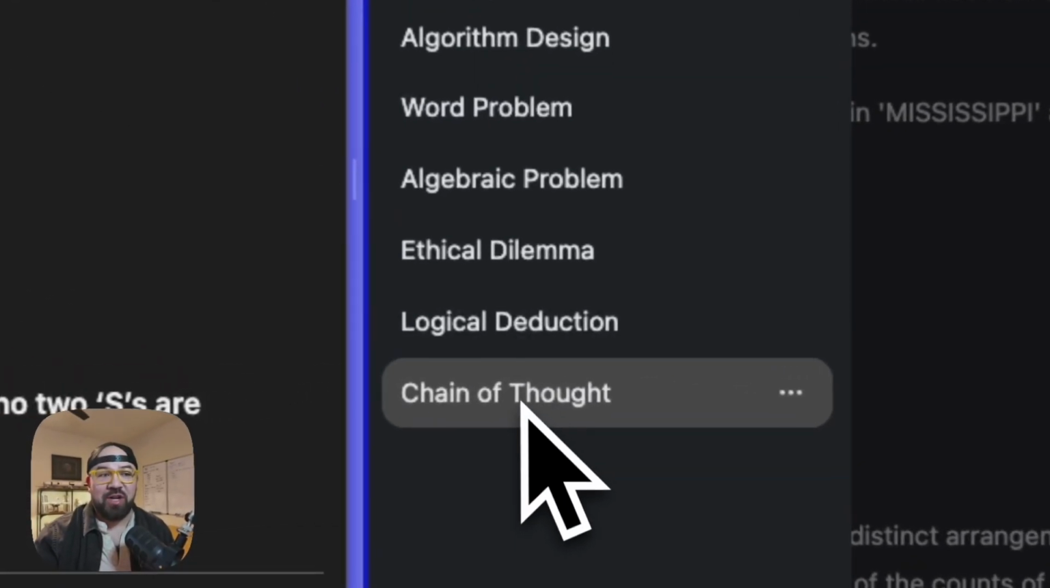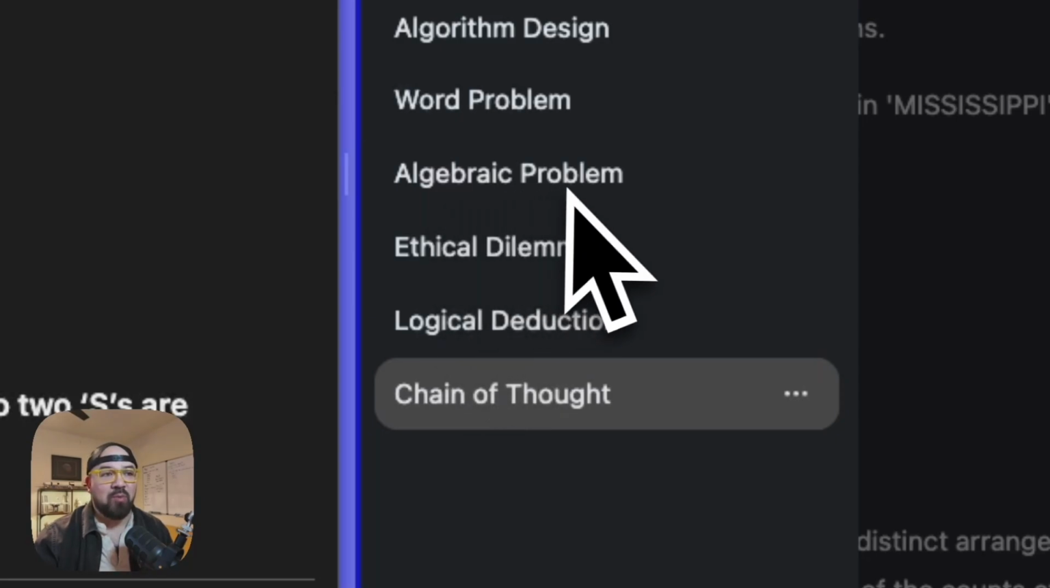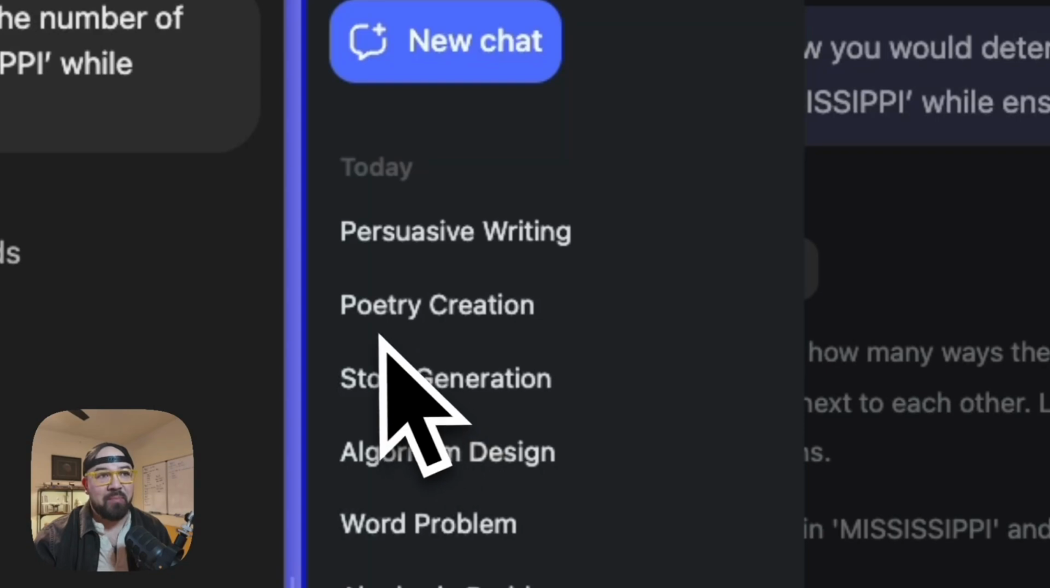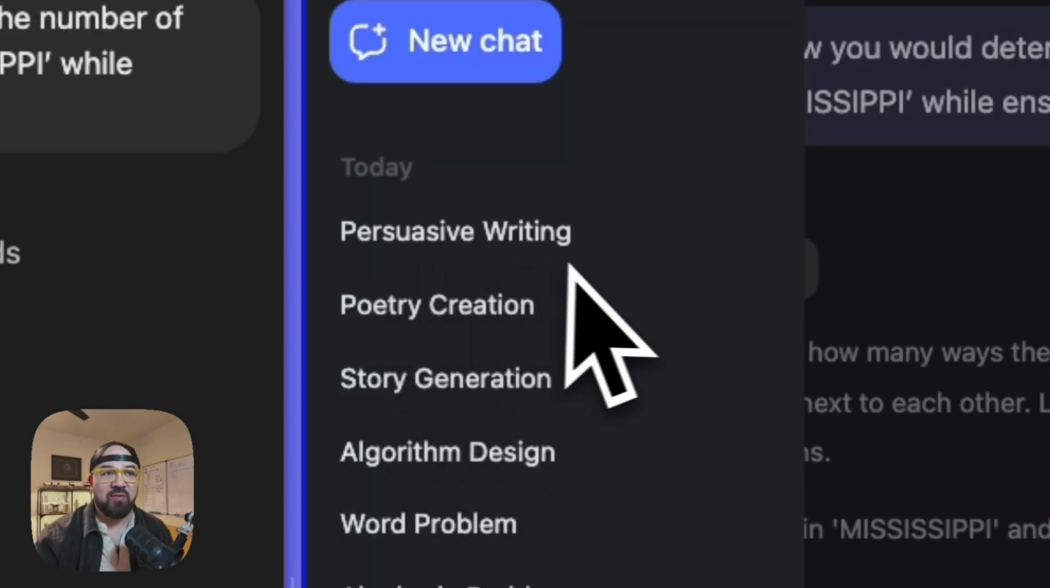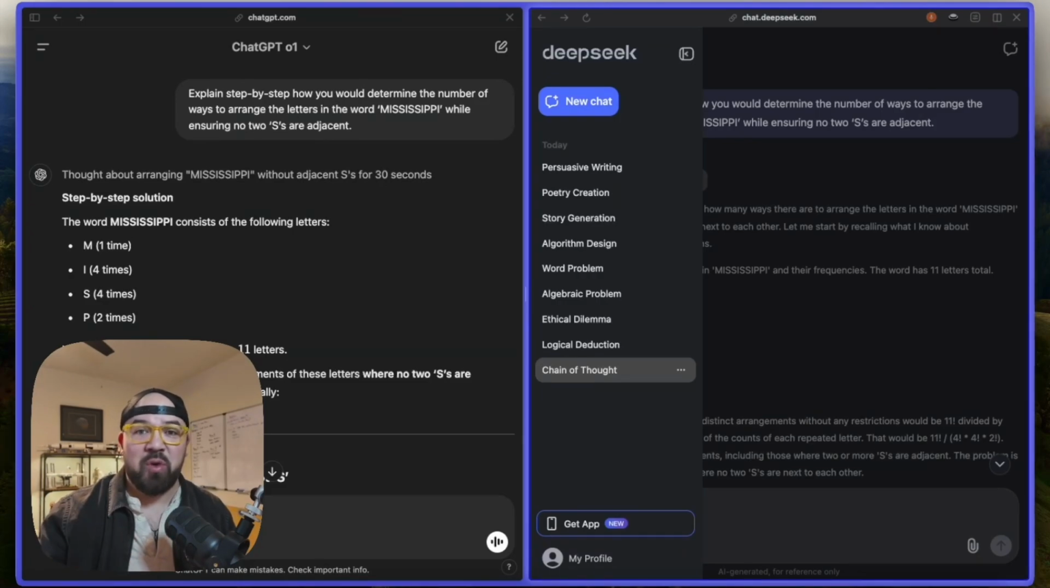I started off with 9 questions to ask the reasoning models. They started off with chain of thought, logical deduction, ethical dilemma, algebraic problem, word problem, algorithm design, story generation, poetry creation, and persuasive writing. Now, I'm not going to show you all of them. That would take me 15-20 minutes to go through all of them. But I am going to show you some of my initial findings, and then I'll share all of both the side-by-sides with you. Those links will be in the description down below.